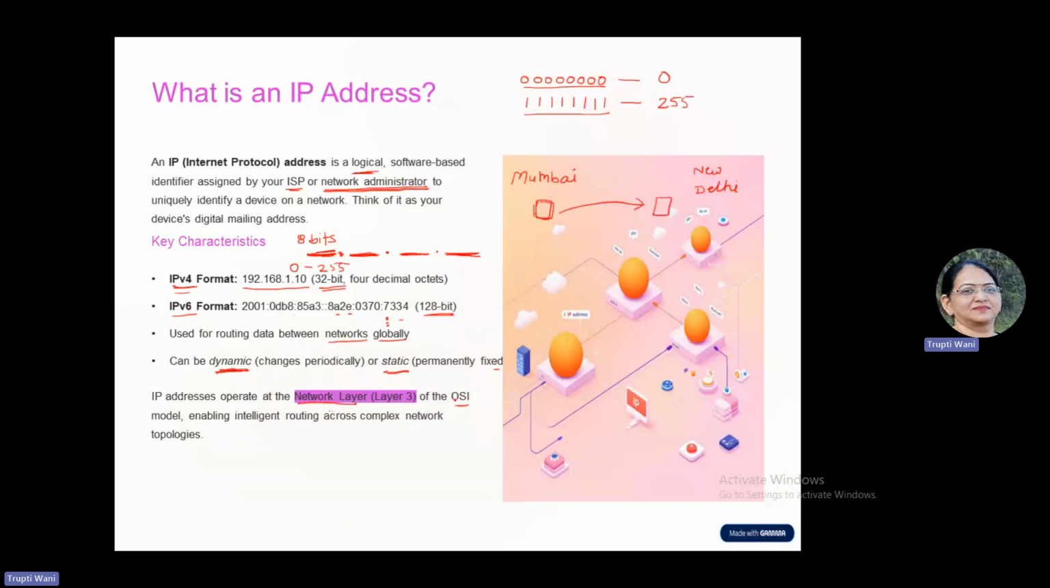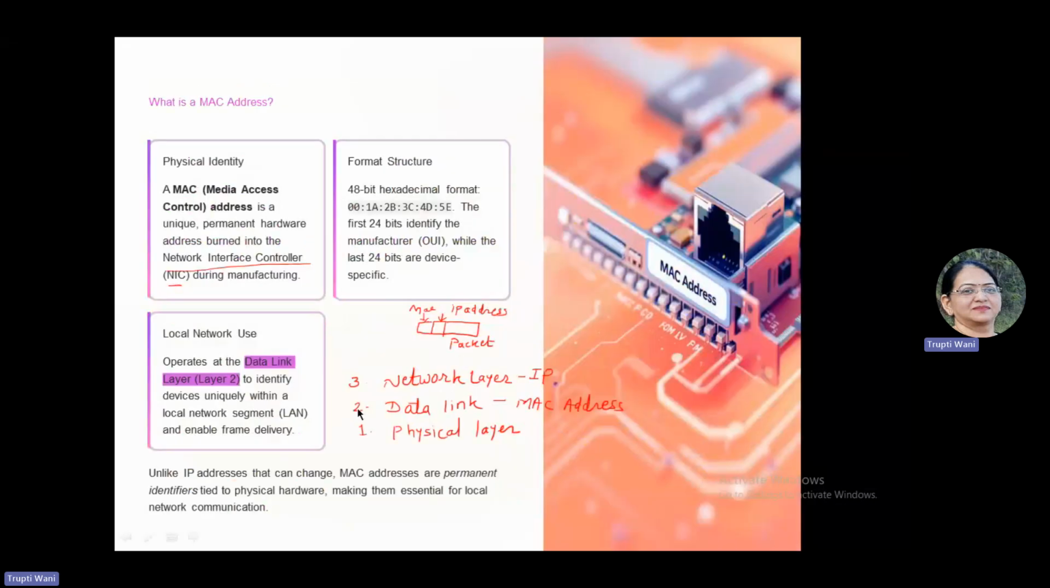So every data packet has a header attached, and that header contains the IP address, the sender's IP address and the receiver's IP address. So attaching the header to the data or packet is the work of the network layer. Next is the MAC address.